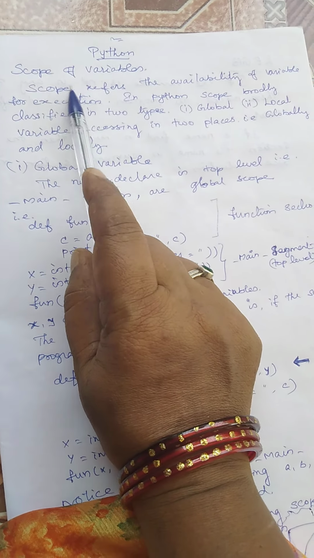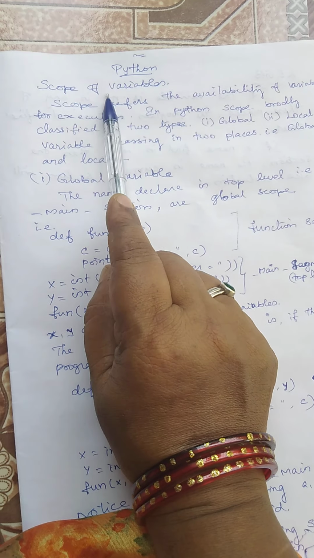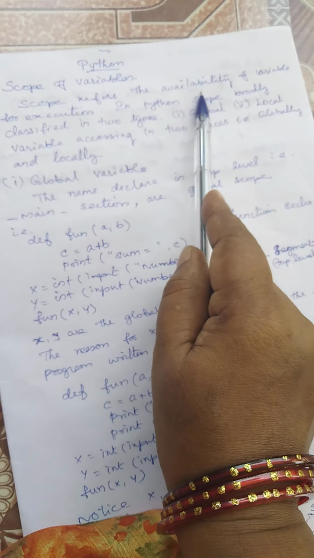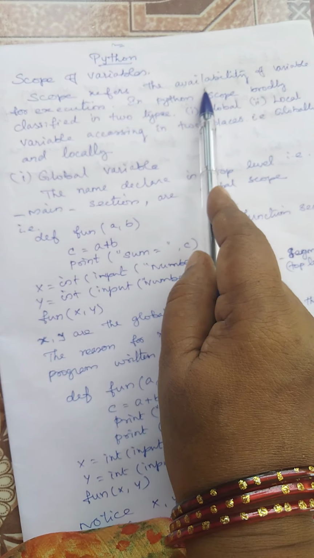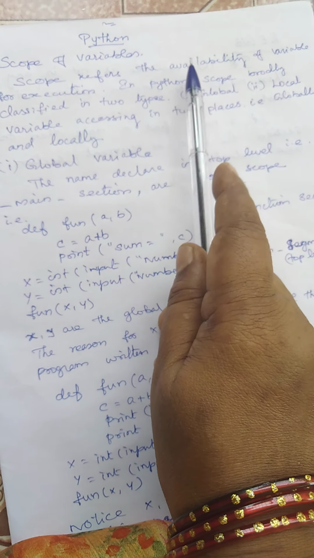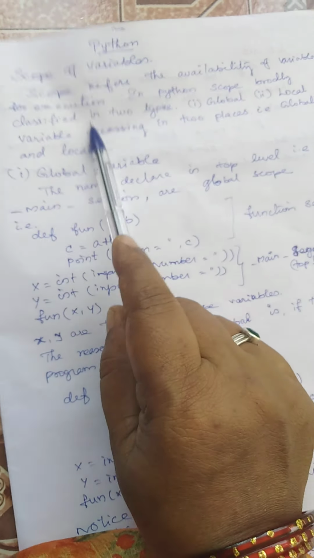Good morning. Today our topic in Python is scope of variables. The scope refers to the availability, that means whether a variable can be accessible at that time in our program or not. The availability of a variable for execution.